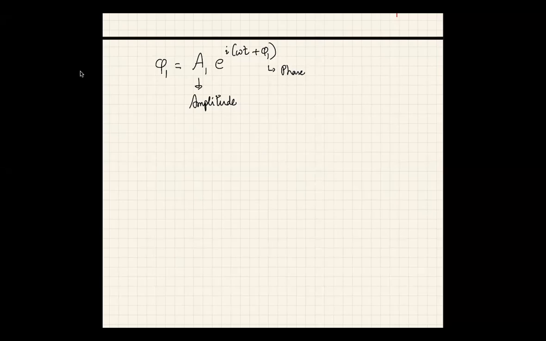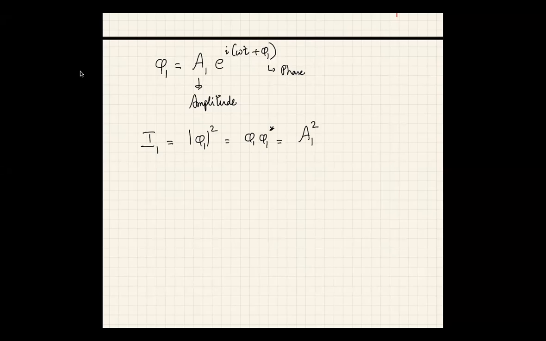The intensity of the wave, I1, is described by the absolute square of the wave. Since this is purely e to the i (omega t plus phi1), when I take phi1 squared, which is phi1 times phi1 star, this becomes A1 squared. That is all, because phi1 star has e to the minus i (omega t plus phi1), so phi1 times phi1 star cancels off the e to the i part. I only get the A1 squared part.